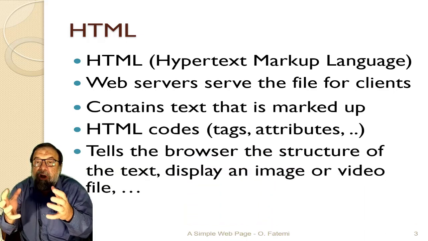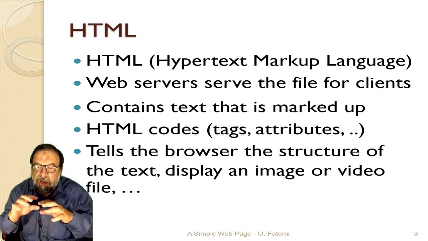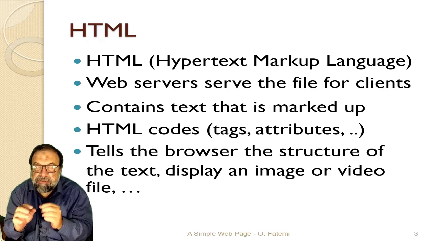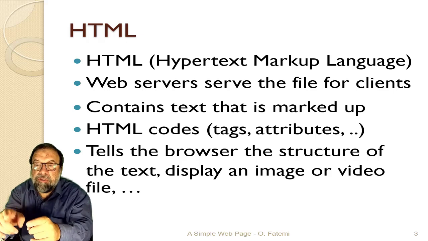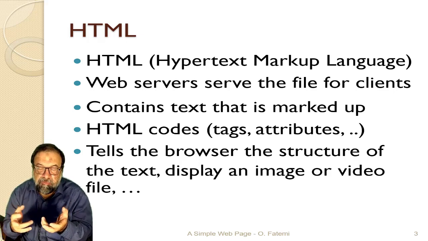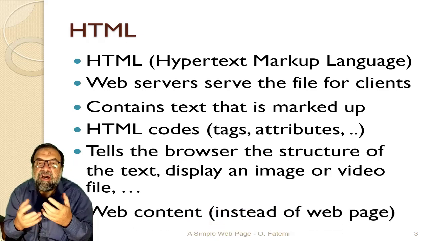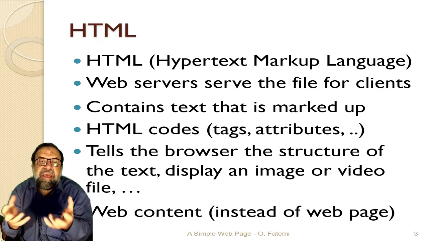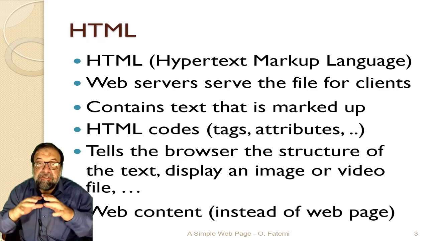So the browser, when it receives this file, understands how to structure, how to build the page that would show it to us. And there would be text, there would be video, image, and therefore it is better if we say web content, not just web page, which would refer to texts, but it is content: image, video, animation.